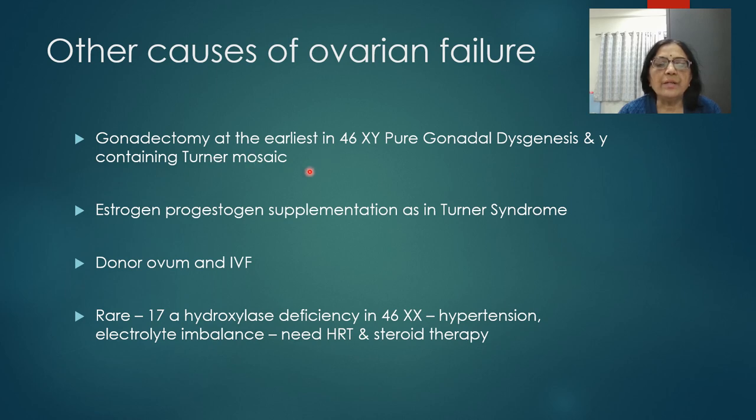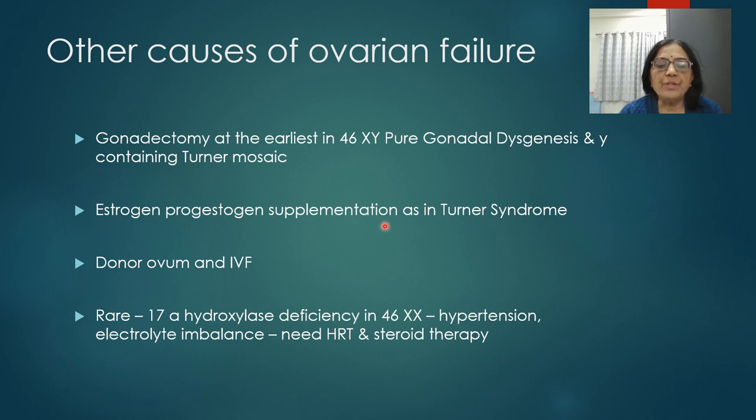Gonadectomy is to be done at the earliest whenever there is a 46XY pure gonadal dysgenesis and a Y-containing Turner mosaic. The reason is here, even at an earlier age, before puberty also, there can be development of a malignant tumor in the gonad, and that is why it should be done at the time of diagnosis. At the earliest, it should be done.